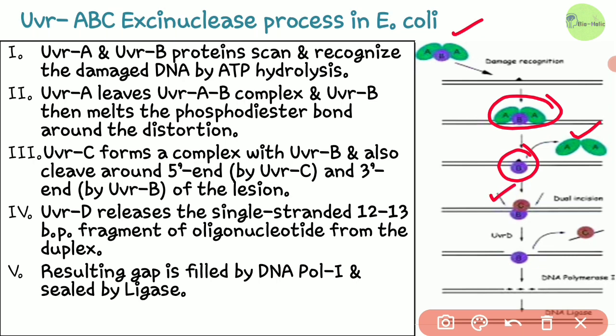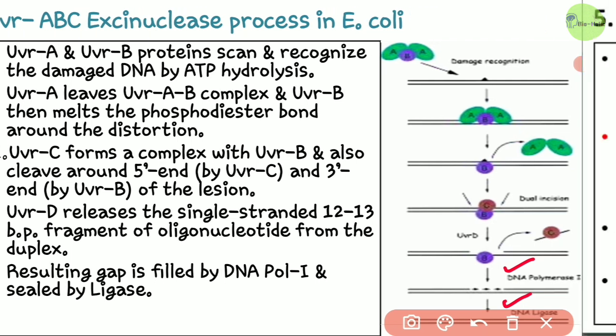So if in the upper strand of DNA this is the 5' end, then this will be the 3' end, and if this is the 5' end, this will be the 3' end. So this 5' end becomes cleaved by the UvrC, and this 3' end can be cleaved by the UvrB. Now the UvrD releases the single-stranded 12 to 13 base paired fragment of oligonucleotide from the duplex, and at last the resulting gap will be filled by DNA polymerase 1 and sealed by the enzyme DNA ligase.